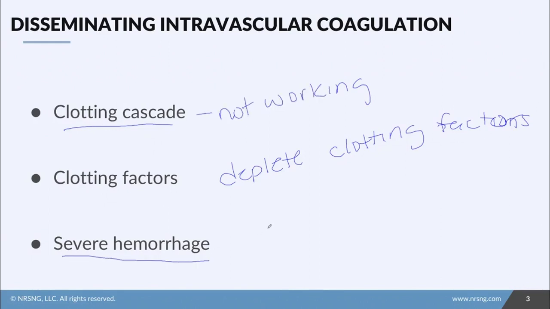A hallmark symptom of DIC is going to be bleeding out of any orifice. So any hole the patient has, they're bleeding out of. So eyes, nares, rectum, ears, and IV sites even, so where the IV enters, they can be bleeding out of that.